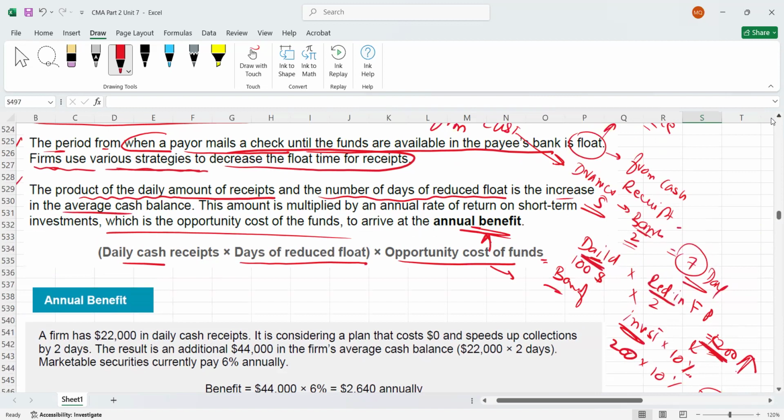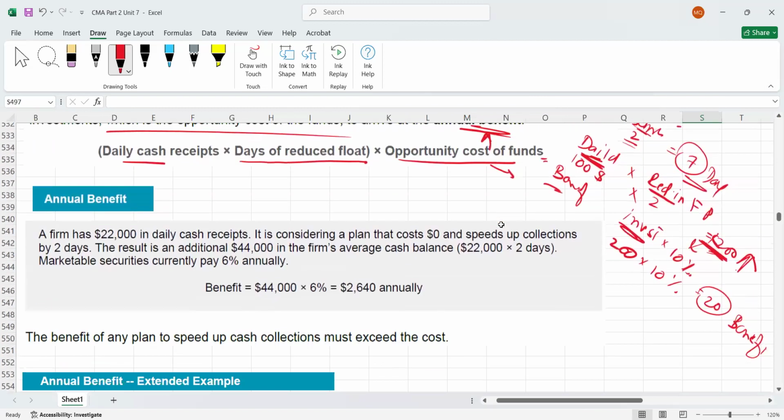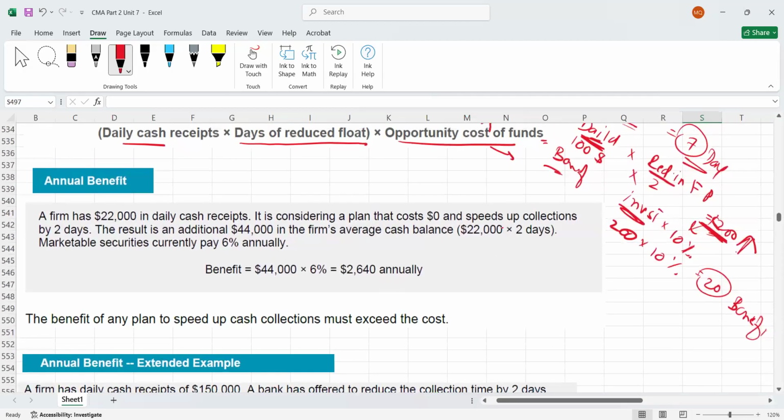Now here we have an example for that. They're saying that, for example, a firm has $22,000 in daily cash receipts. It's a daily collection average, 22,000 you are receiving. It is considering a plan that costs $0. What's the cost of the plan? Zero. And the plan speeds up collections by 2 days. What would be your increase in cash balance if you speed up your collection by 2 days and your daily cash receipt is 22,000?